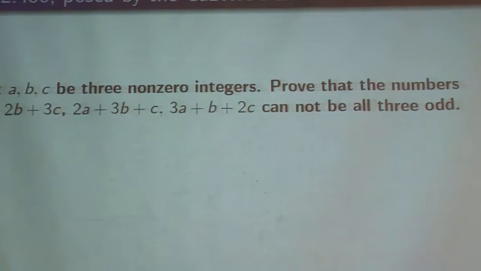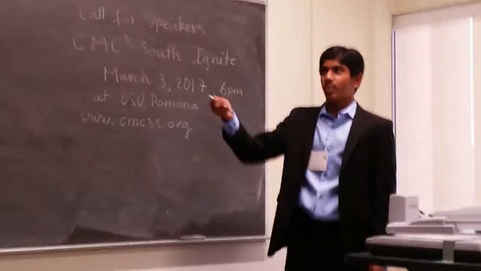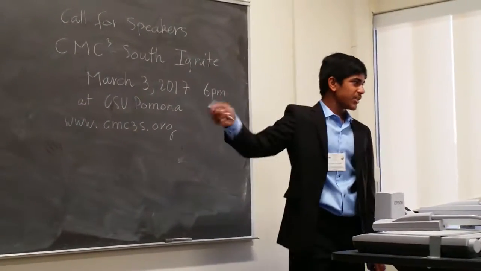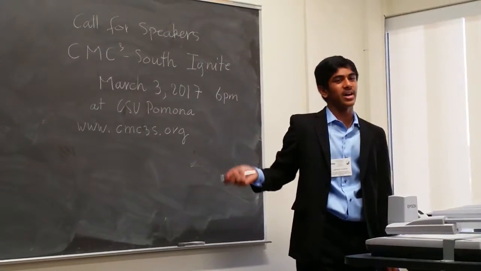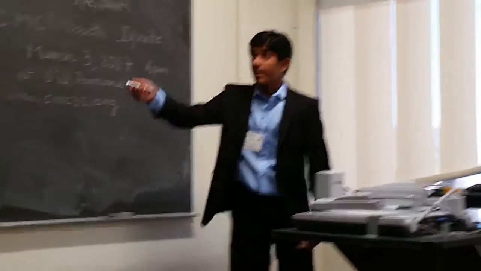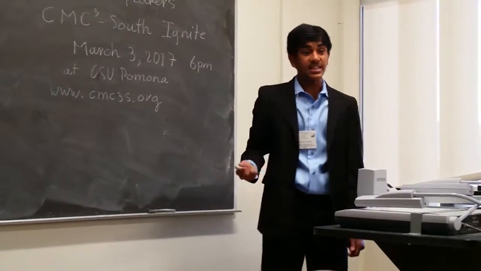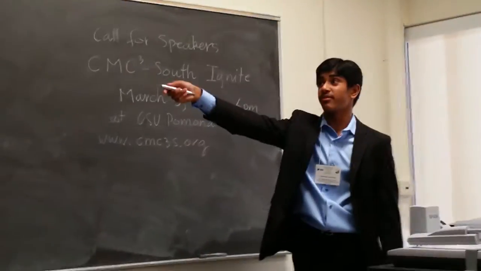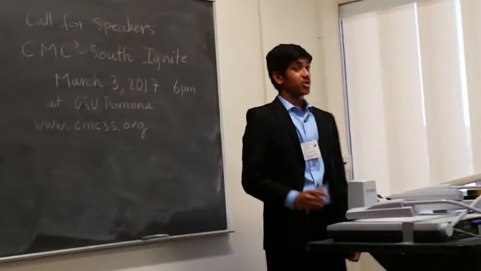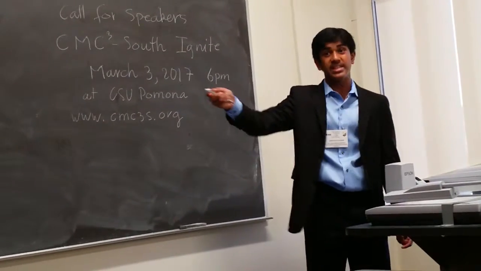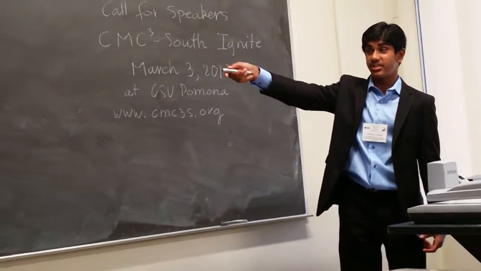Okay, now let's go on to this problem. If a, b, and c are natural numbers, how will we prove that a plus 2b plus 3c, 2a plus 3b plus c, and 3a plus b plus 2c are not all three odd simultaneously? Here's the way that you can think about it. Each of those numbers has an even number addend. You have 2b in the first one, 2a in the second one, and 2c in the third one. So regardless of what a, b, and c are, you have an even number in each of those terms.